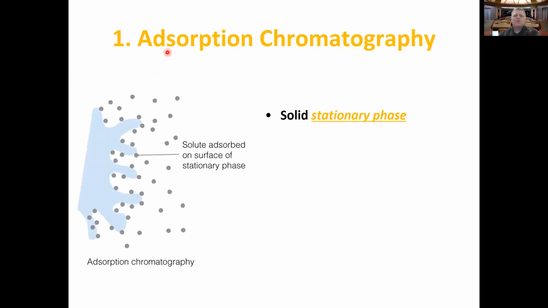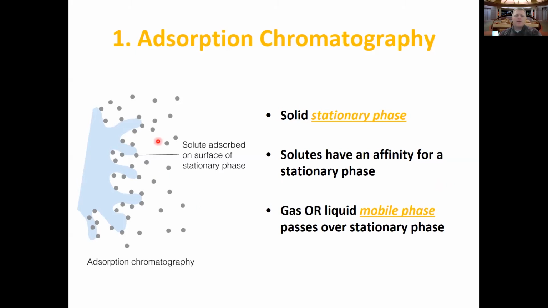So in adsorption with a D chromatography, the analytes or the solutes have some sort of affinity for the surface of the stationary phase. As your gas or liquid mobile phase passes over the stationary phase, your analyte is going to have some desire to stick to the surface, but also some desire to be dissolved in the liquid or mobile phase. How much it desires those two things is going to affect how long it takes to move through your column.